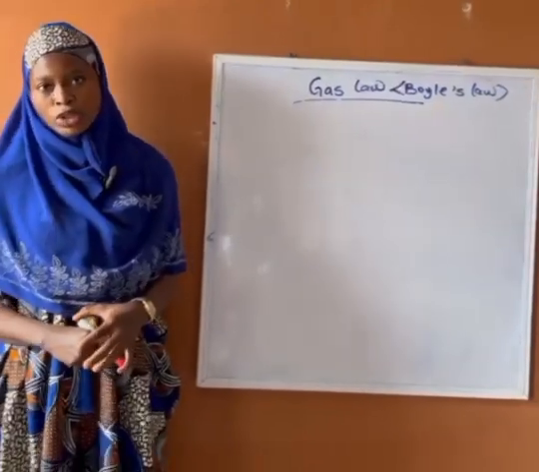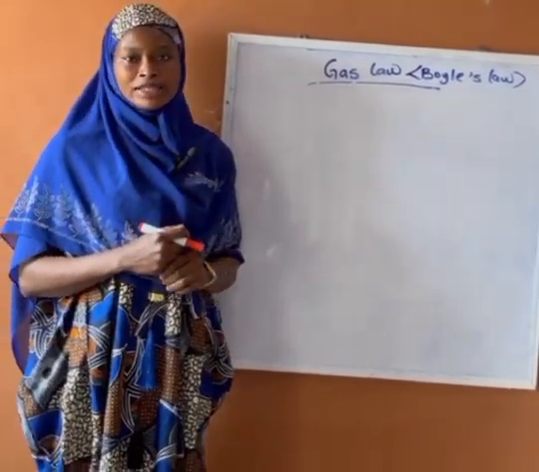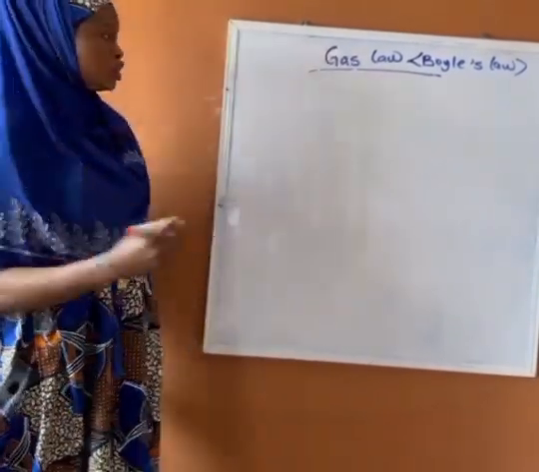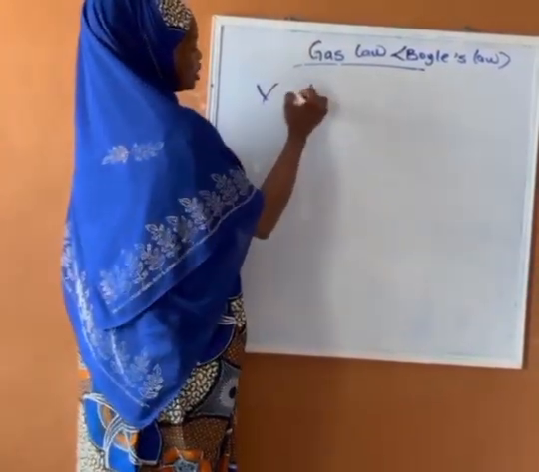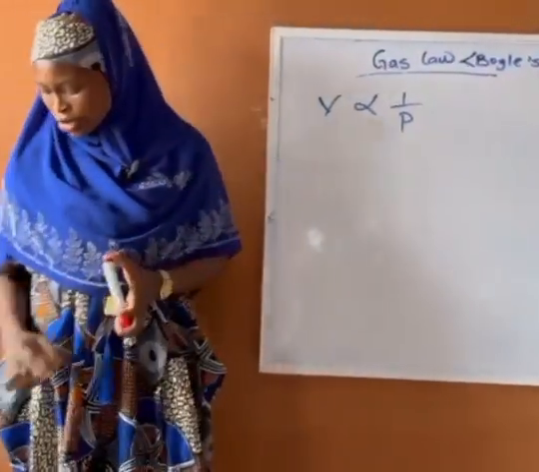What do I mean by Boyle's law? Boyle's law states that the volume of a given mass of a gas is inversely proportional to the pressure, provided the temperature remains constant. The volume is inversely proportional to the pressure provided the temperature remains constant.